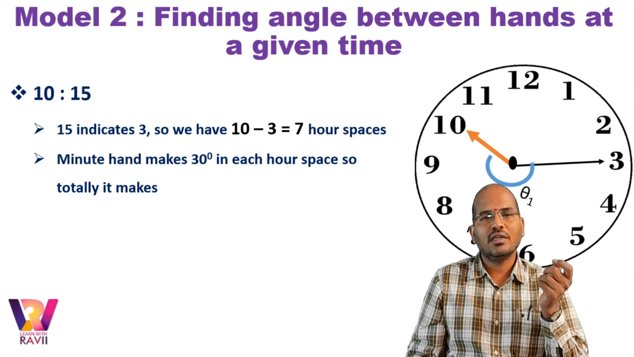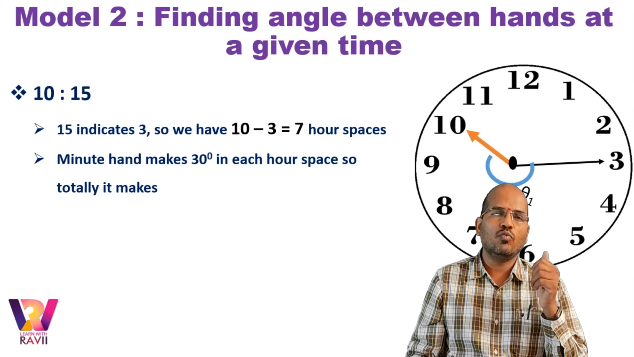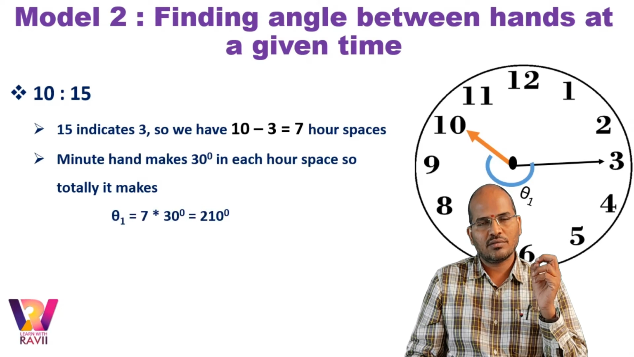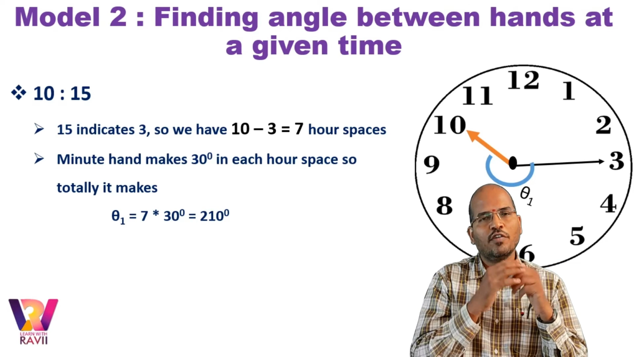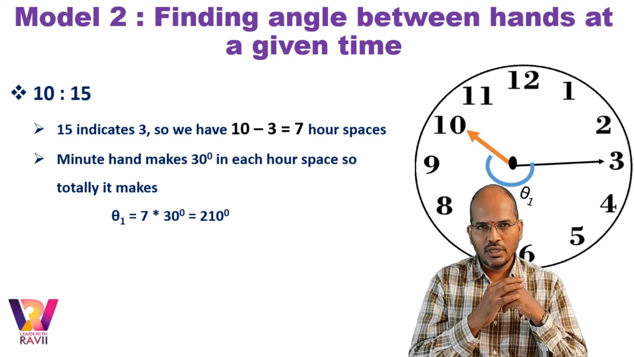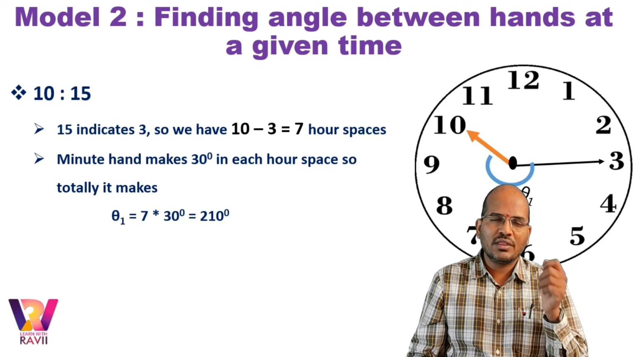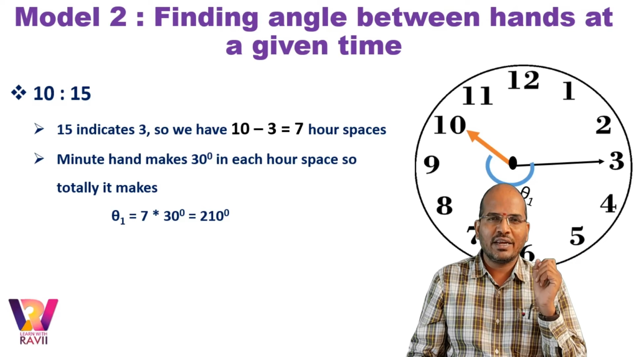The angle made is theta 1. Theta 1 would be 7 into 30, that is 210 degrees. One way of solving it. Clear? Now, do you actually think that the hour hand will be at 10 exactly?